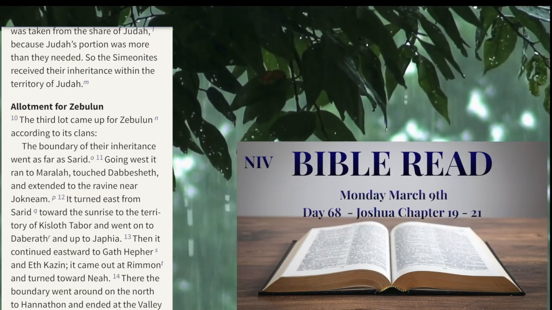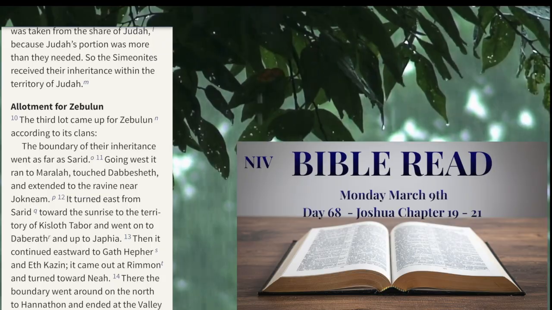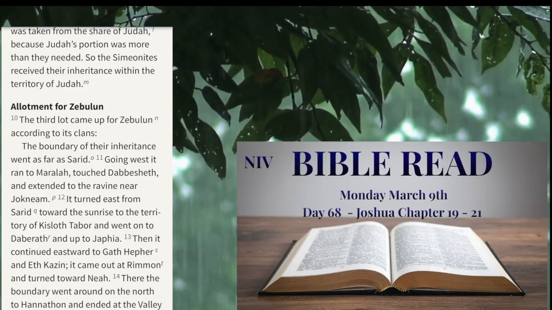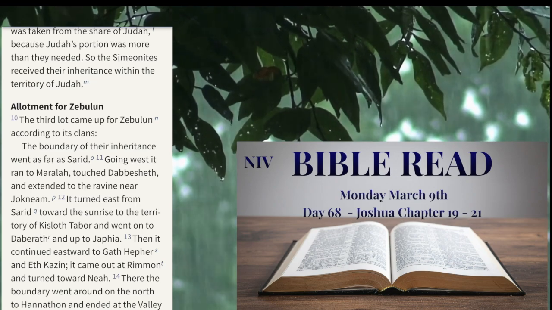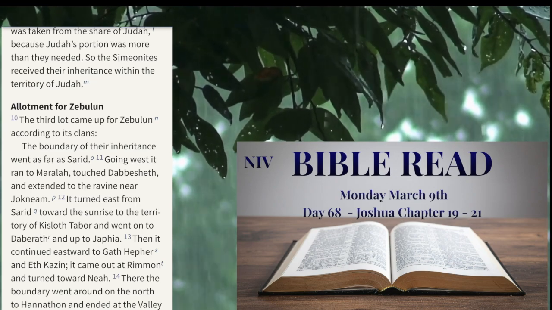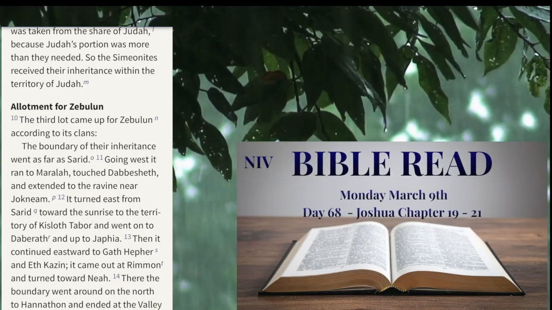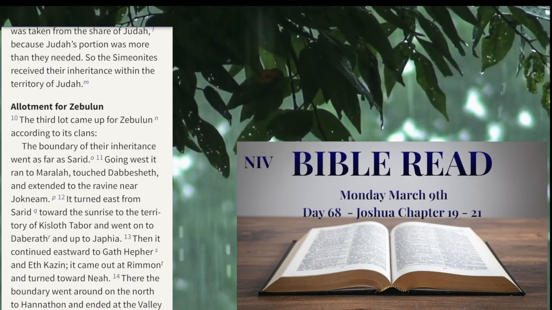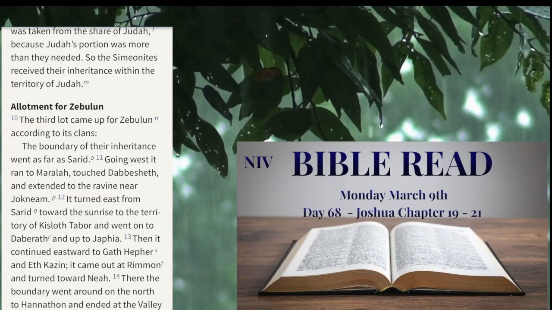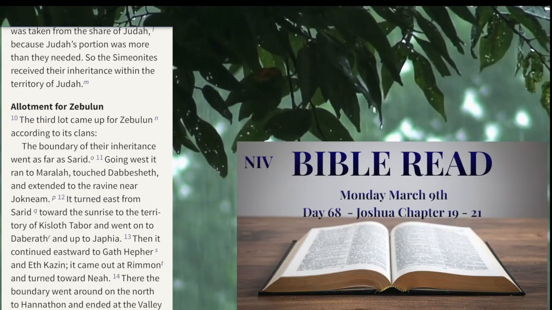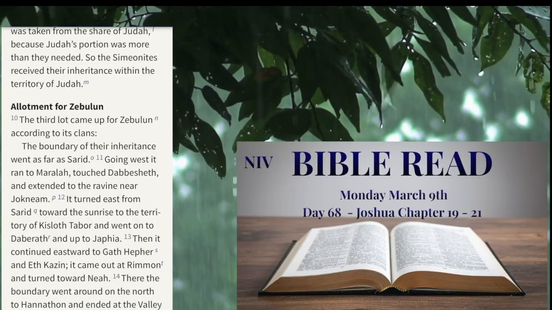The third lot came up for Zebulun, according to its clans. The boundary of their inheritance went as far as Sarid. Going west, it ran to Maralah, touched Dabbesheth, and extended to the ravine near Jokneam. It turned east from Sarid toward the sunrise to the territory of Kisloth Tabor, and went on to Daberath and up to Japhia. Then it continued eastward to Gath Hepher and Eth Kazin.